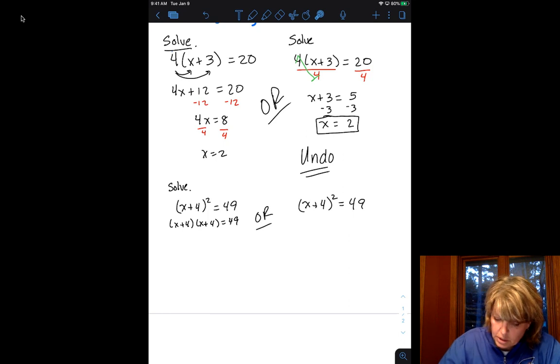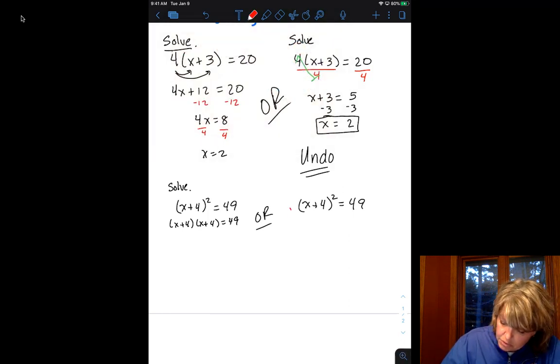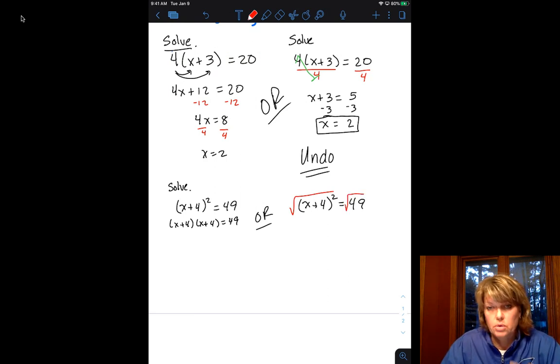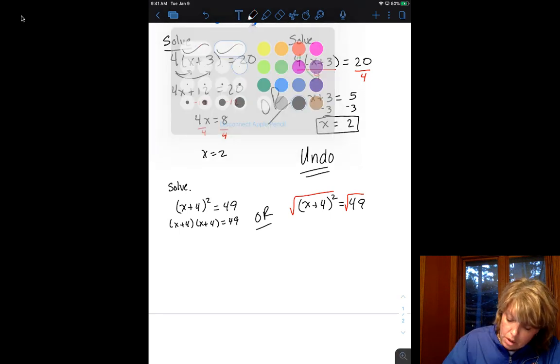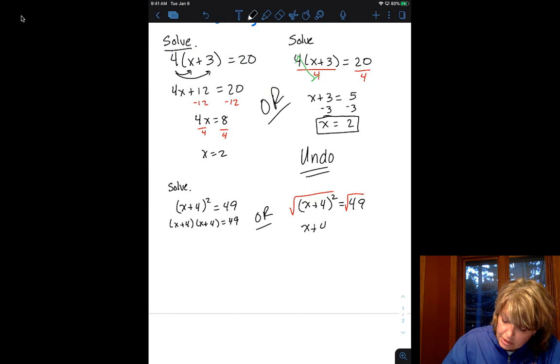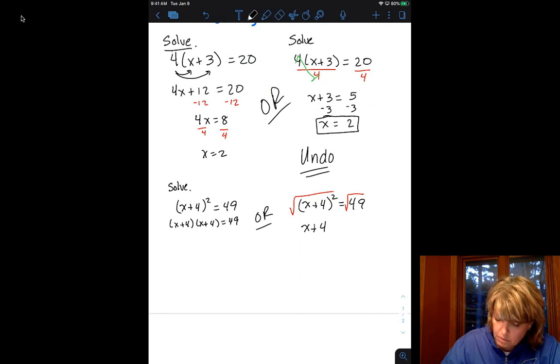In this case, we're going to undo the square, the power of 2. To undo a power of 2, we're going to take the square root of both sides. What's the square root of something squared? You're undoing what you just did. You start with x plus 4, you square it, you unsquare root it, it takes you right back to where you came from.